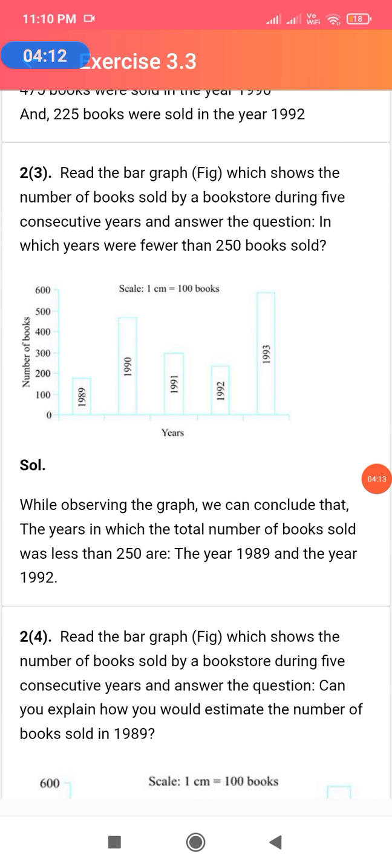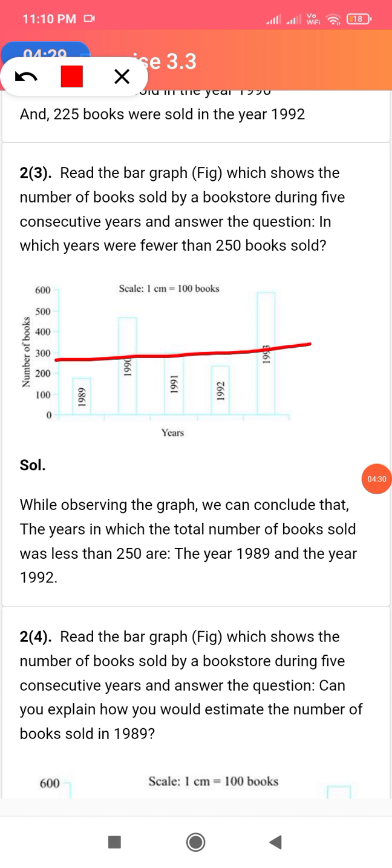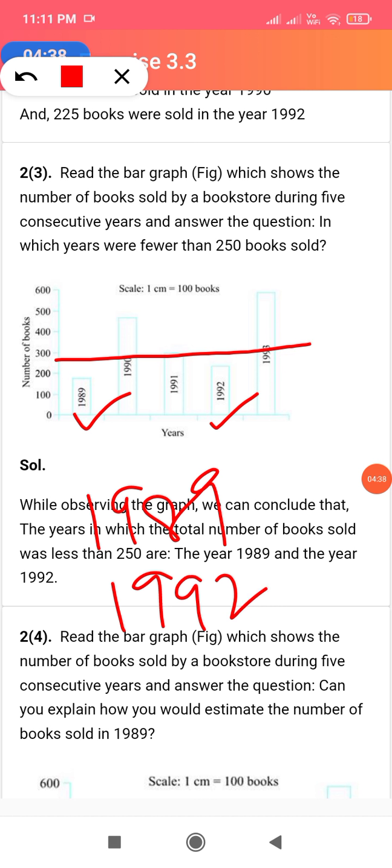Read the graph which shows the number of books sold by the bookstore during 5 consecutive years and answer the following. In which years were fewer than 250 books sold? Which is 250? This is 250. If we place a scale over here, we will have these two: 1989 and 1992. These are the 2 years where less than 250 books were sold.